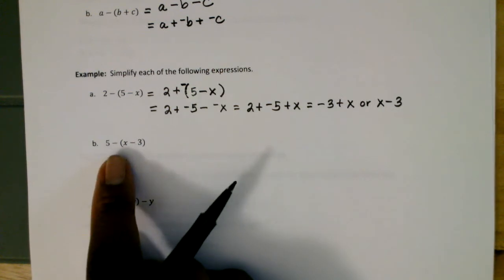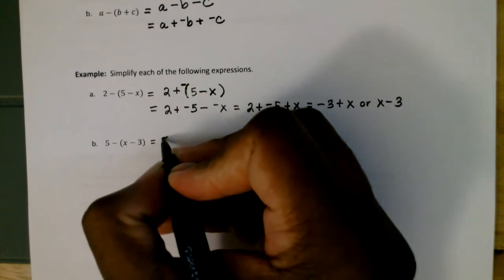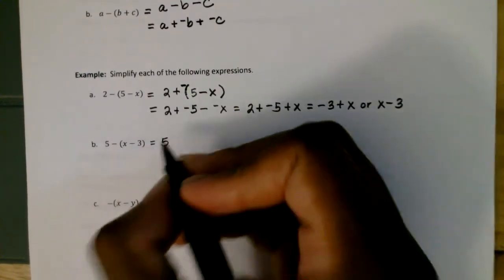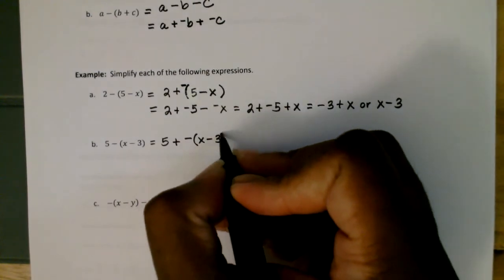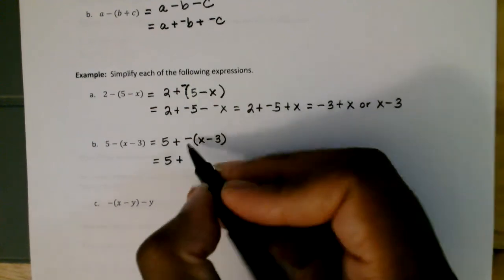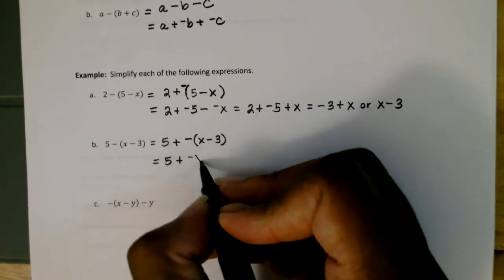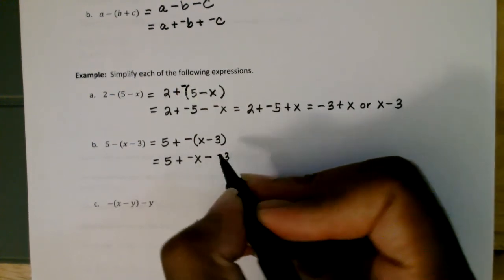And then for part B, 5 minus, in parentheses, x minus 3. Bring the 5 over. This will be plus the negative of x minus 3. And the opposite of x will be negative x. And then minus the opposite of 3 will be negative 3.